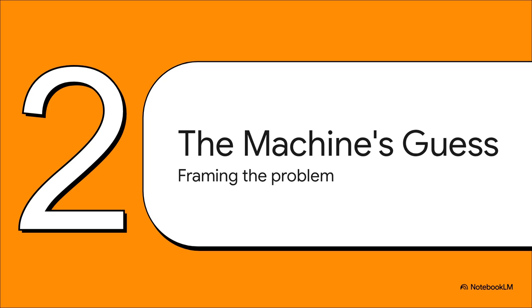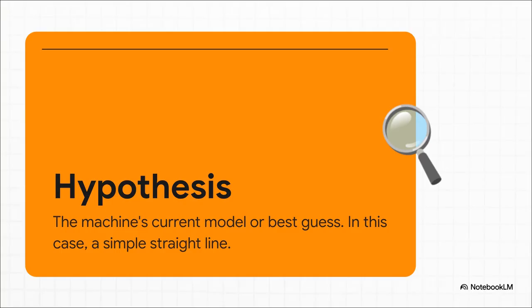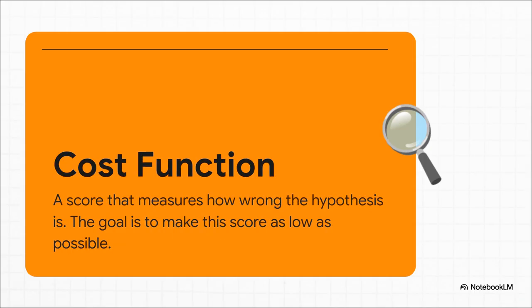This is where we need to introduce a couple of key ideas. First up, we have what's called a hypothesis. It's just a fancy word for the machine's current model, or really, its best guess. For our little problem here, the hypothesis is just a straight line. The machine can tweak the slope and the position of this line to try and make it fit the data better. But how does the machine know if its line is any good?